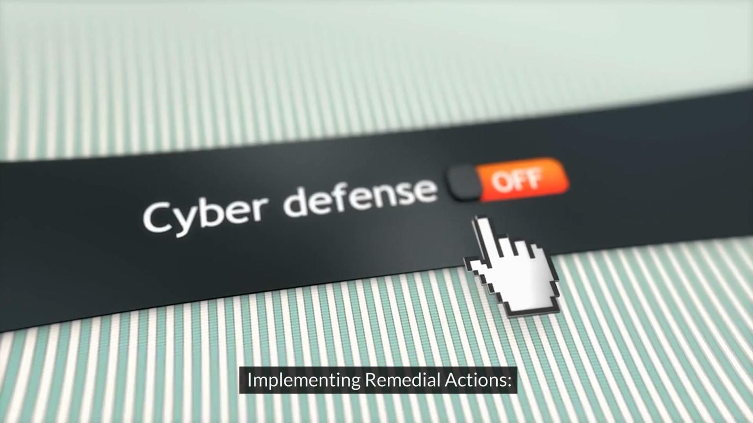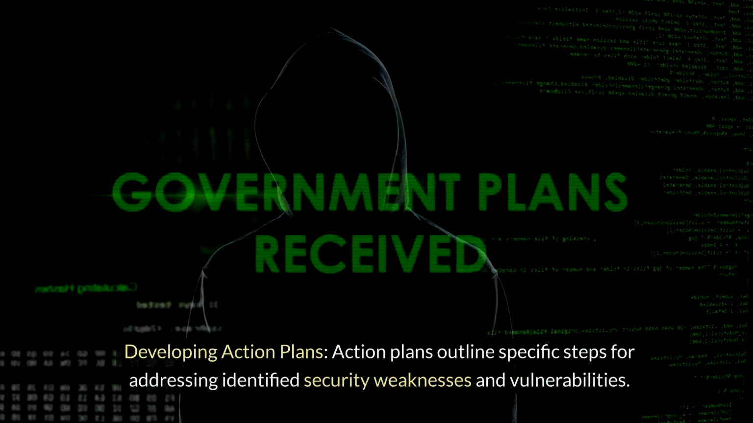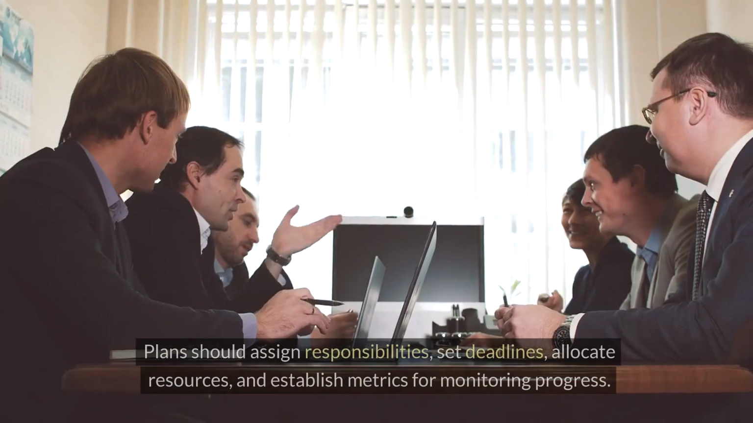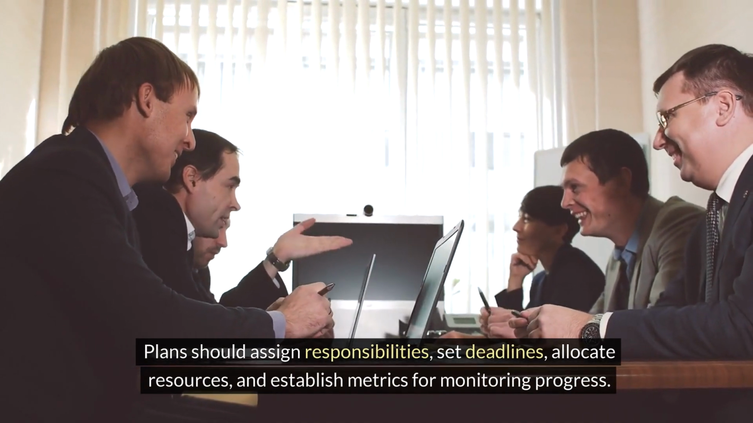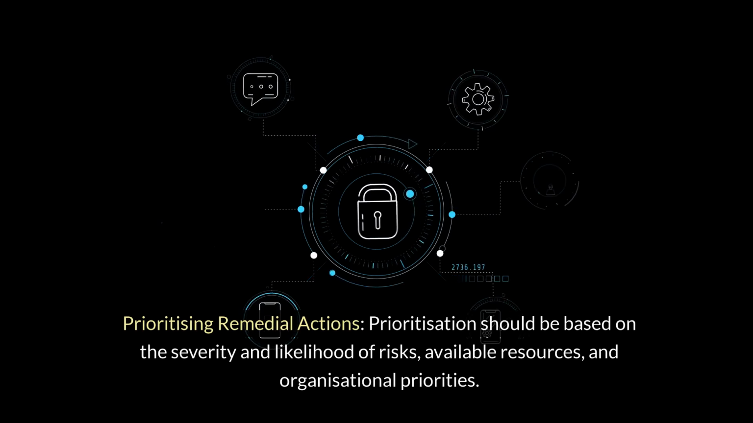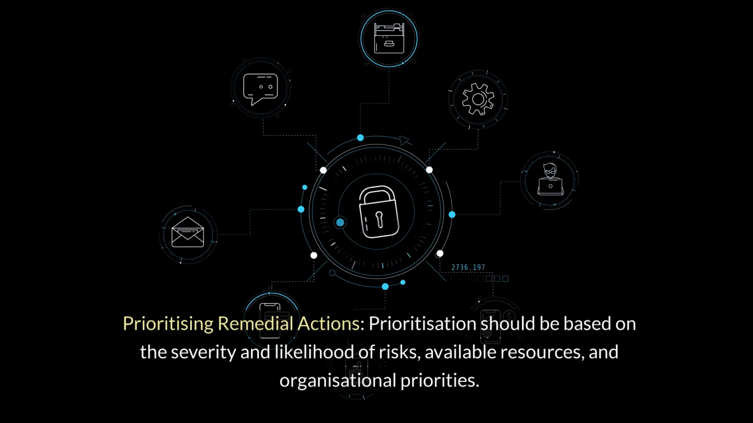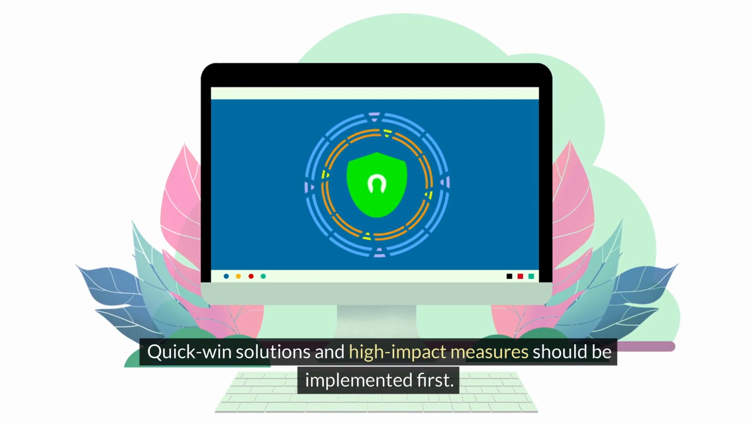Implementing remedial actions. Developing action plans. Action plans outline specific steps for addressing identified security weaknesses and vulnerabilities. Plans should assign responsibilities, set deadlines, allocate resources, and establish metrics for monitoring progress. Prioritizing remedial actions. Prioritization should be based on the severity and likelihood of risks, available resources, and organizational priorities. Quick-win solutions and high-impact measures should be implemented first.